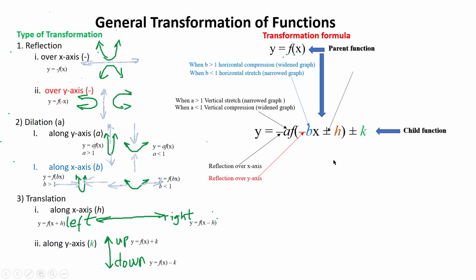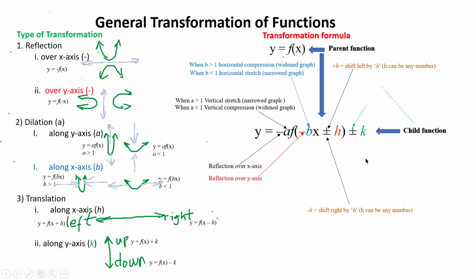When you have a plus h, you have a shift to the left along the x-axis. When you have a negative h, you have a shift to the right by the amount h. Remember again, the h is just a number. It could be 1, it could be 2, it could be 0.1, it could be any number.